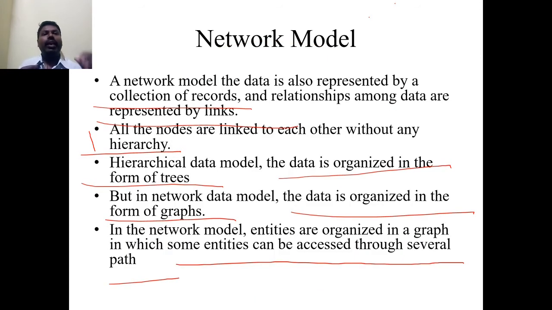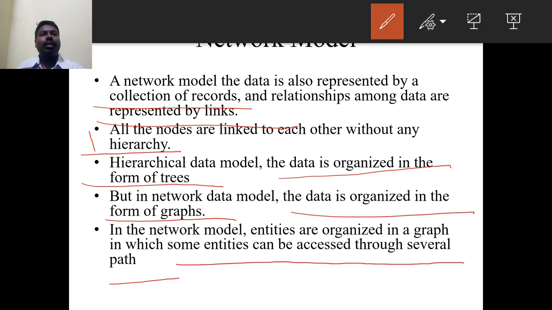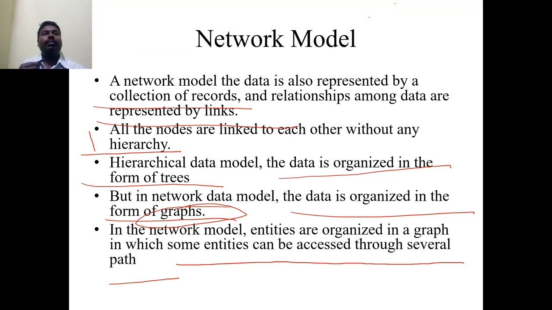Understand? So in a network model, too simple, all the data are organized in the form of a graph. So what is a graph in the sense? All the data are organized in the form of a graph. What is a graph? Some entity can be accessed through several other paths.